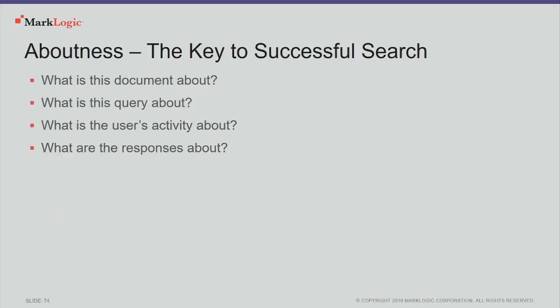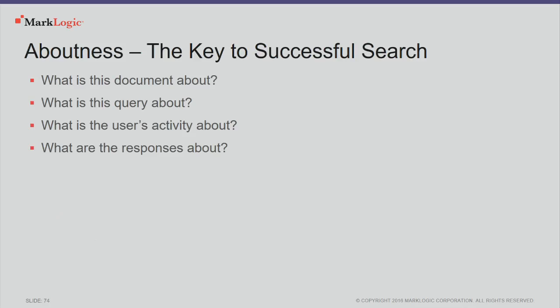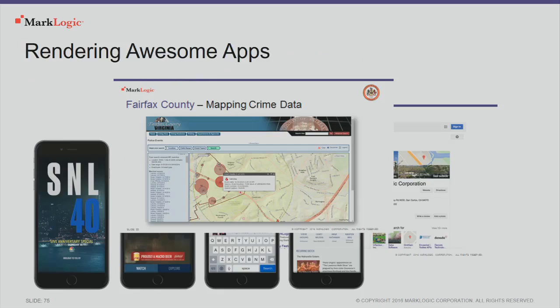Okay, I've rushed through a lot of stuff here, so it's time to wrap it up. So what I've been talking about is aboutness. How do we make our search application understand and be responsive to the user's needs? And so that involves what is this document about? What is this query about? The dialogue? What is the user's activity about? How does it fit into their context? And finally, what are their responses about? How do we make the relevance meet the user's goals?